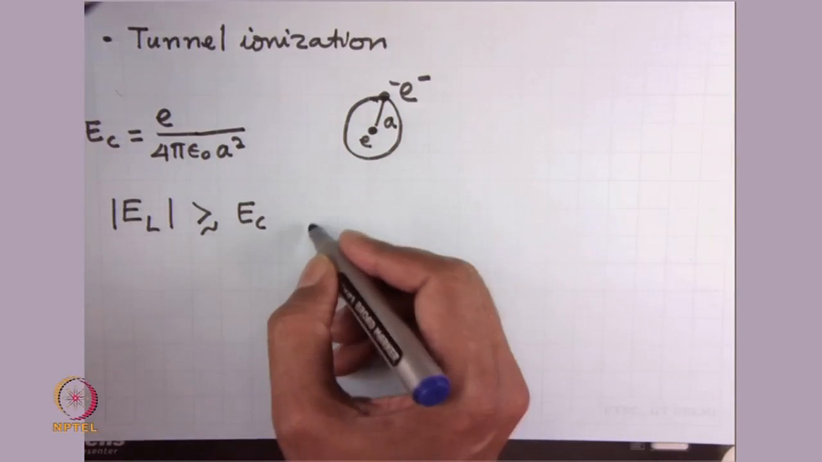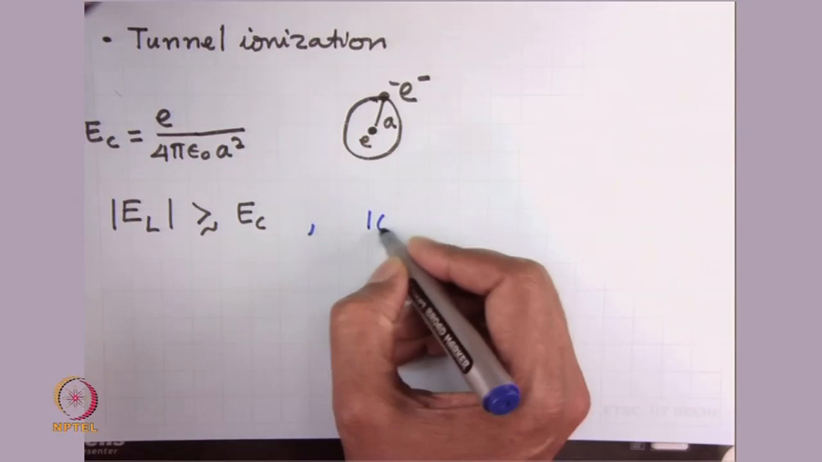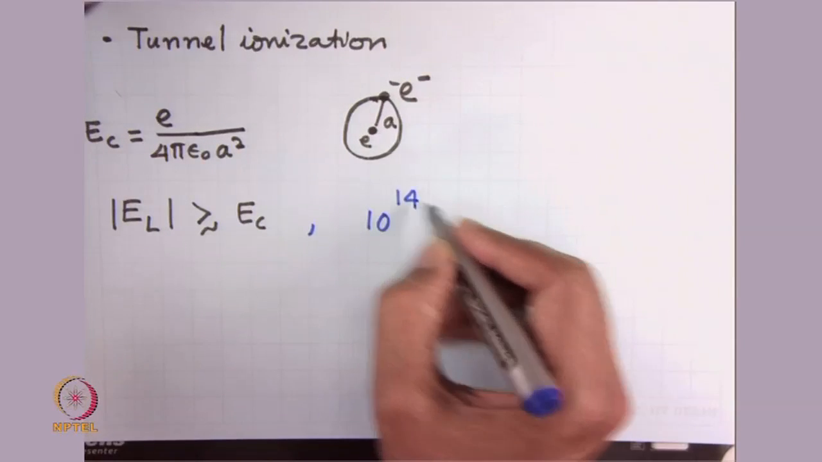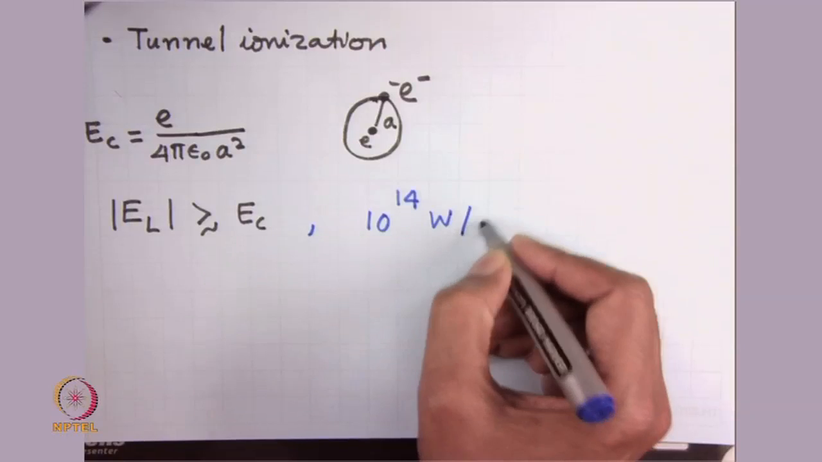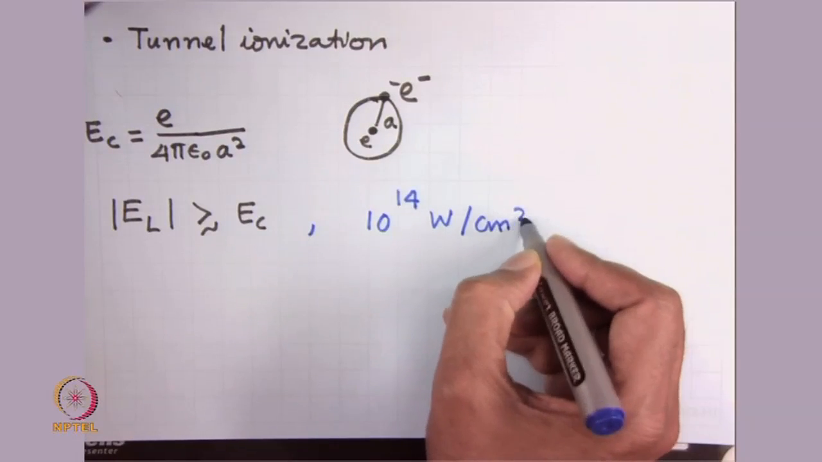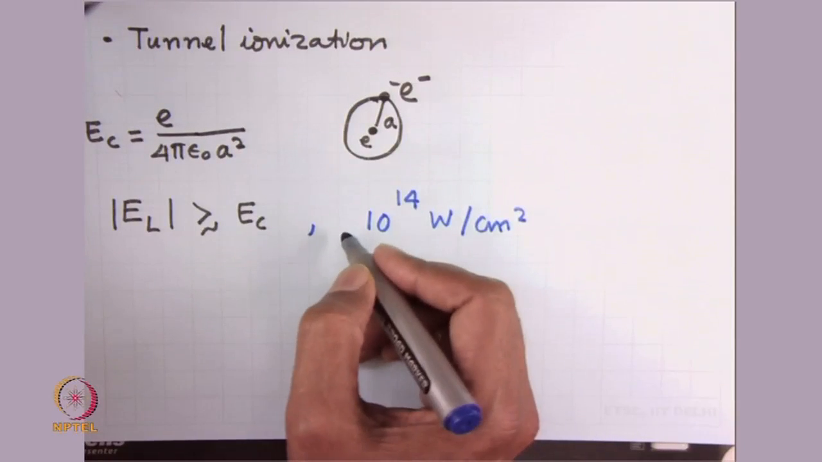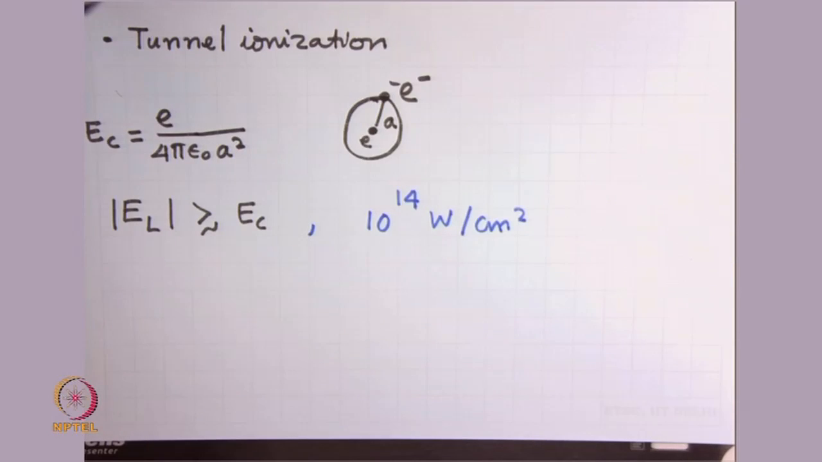Now, this condition is typically satisfied at intensities of the order of 10 to the 14 watt per centimeter squared. So, whenever the laser intensity exceeds this number, the laser can cause instantaneous or very rapid ionization via tunneling.